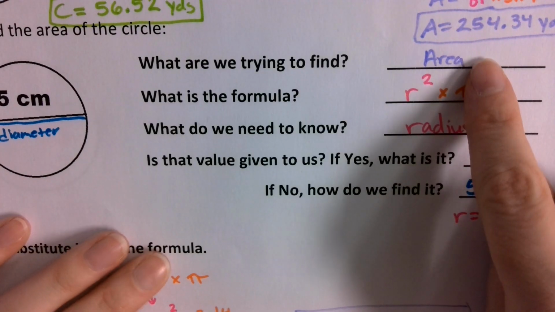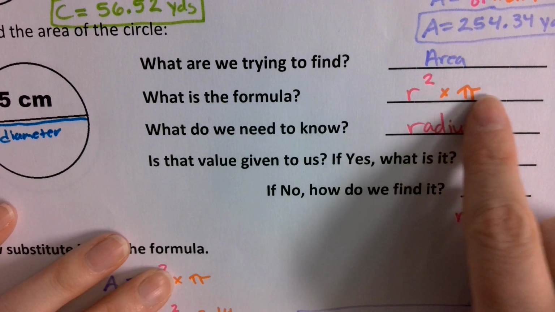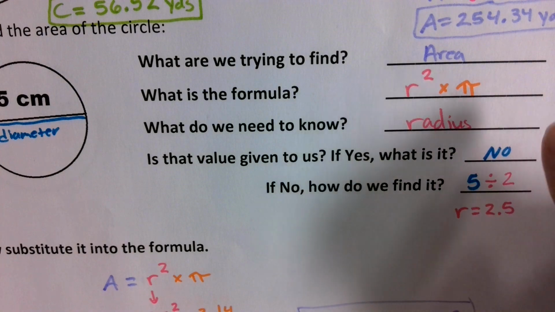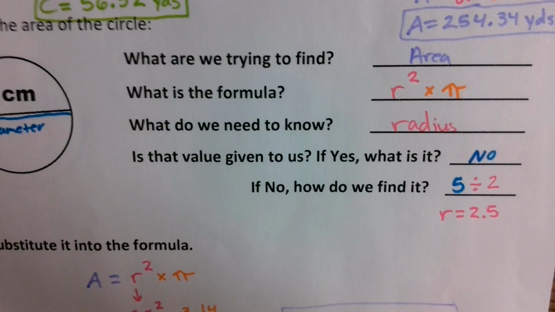All right, here we go. Problem number 1. You were trying to find the area. The formula is radius squared times pi. So you needed to know what the radius is in order to be able to substitute it in. They don't give us the radius though. They gave us the diameter.